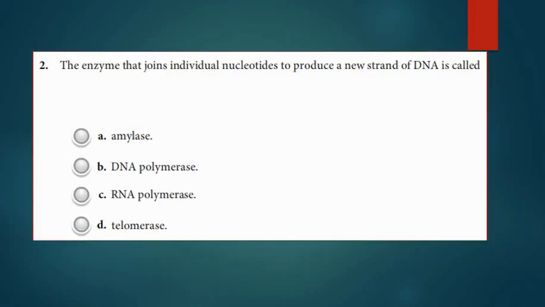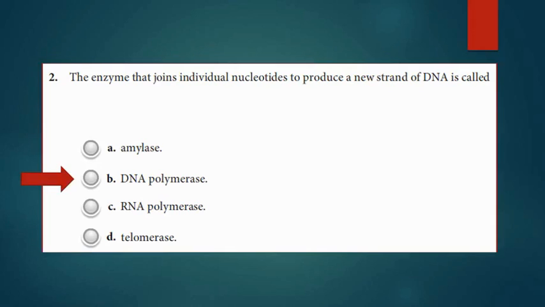The enzyme that joins individual nucleotides to produce a new strand of DNA is called amylase, DNA polymerase, RNA polymerase, or telomerase. The correct answer is B.